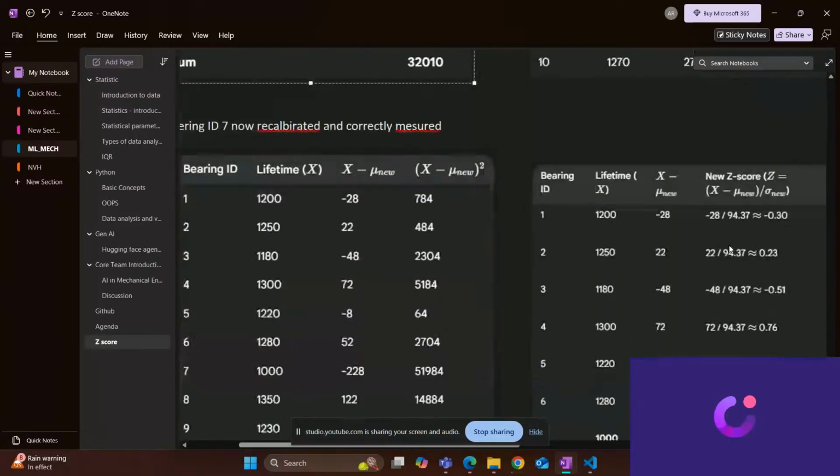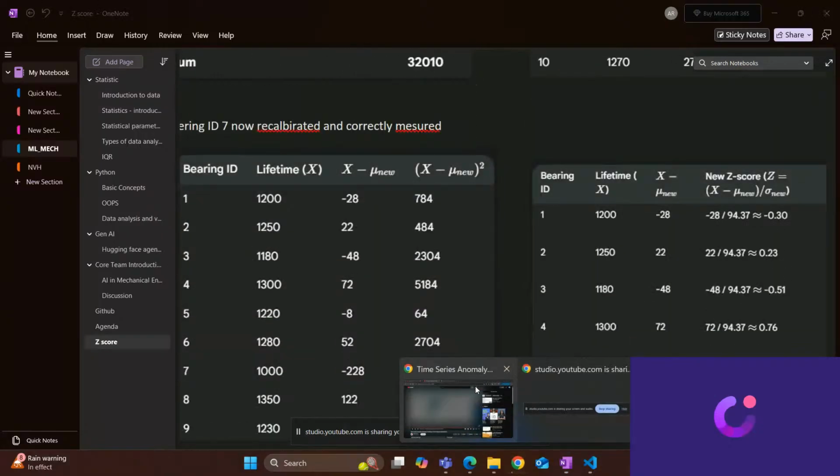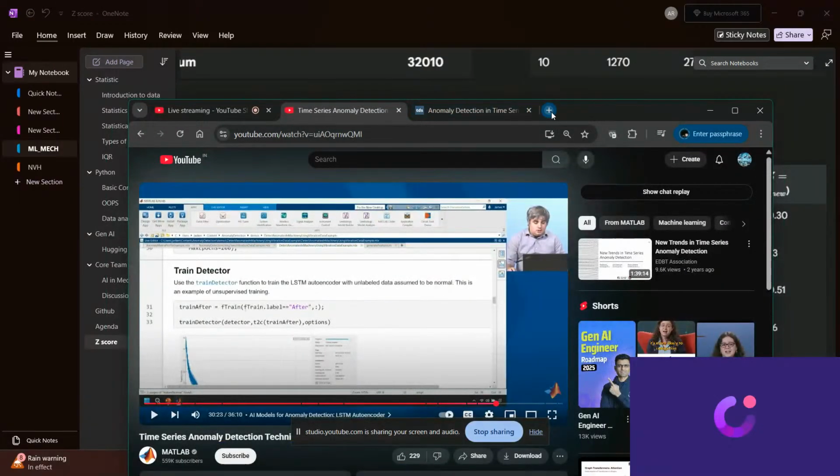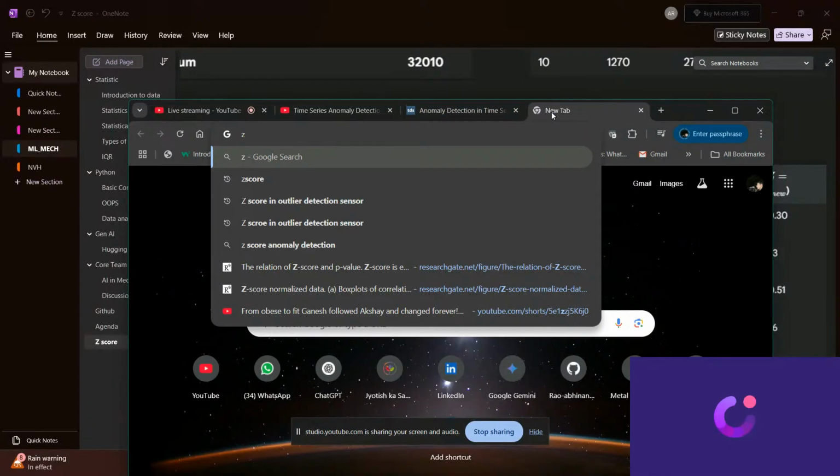So when you calculate all these z score values, we have something called a z score table. This is the theoretical method.